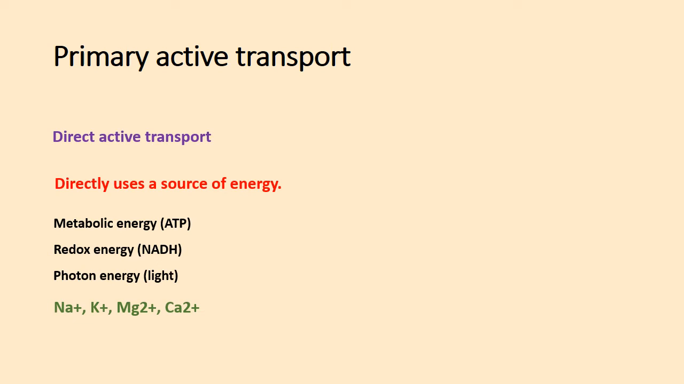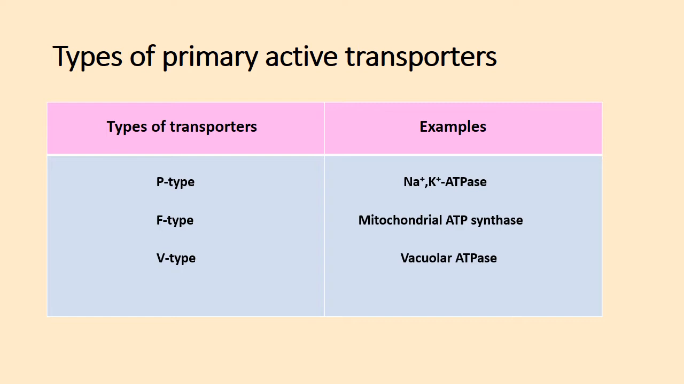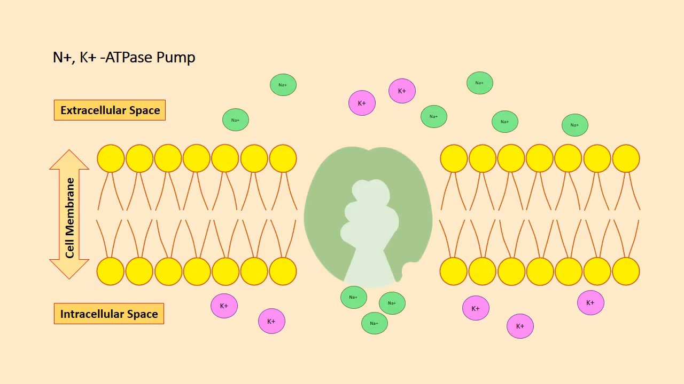Primary active transporters are divided into four groups: P-type transporters, F-type transporters, V-type transporters, and ABC transporters. Sodium-potassium ATPase pump is an important and well-studied example of P-type transporters. This pump has a high binding affinity for sodium ions.